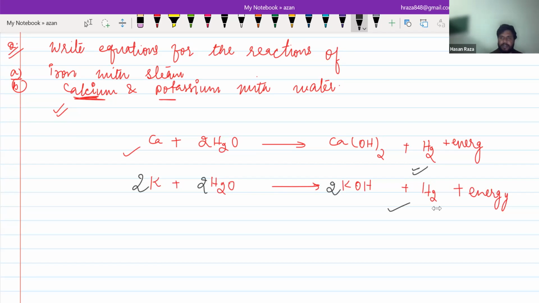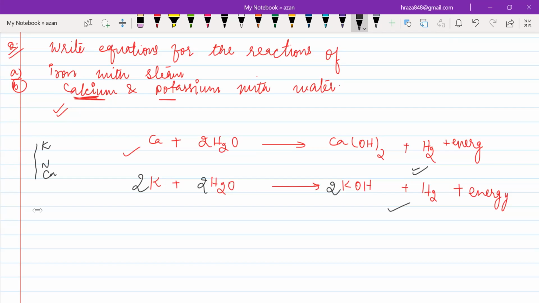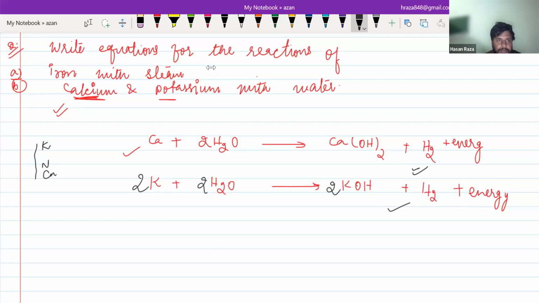So potassium and calcium, you can see potassium is the most reactive, then sodium, then calcium. These are very reactive elements. Okay, please do it and let me know.